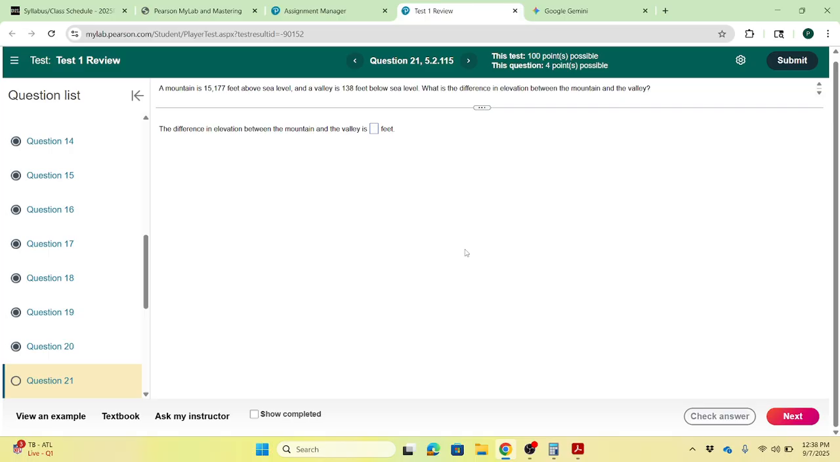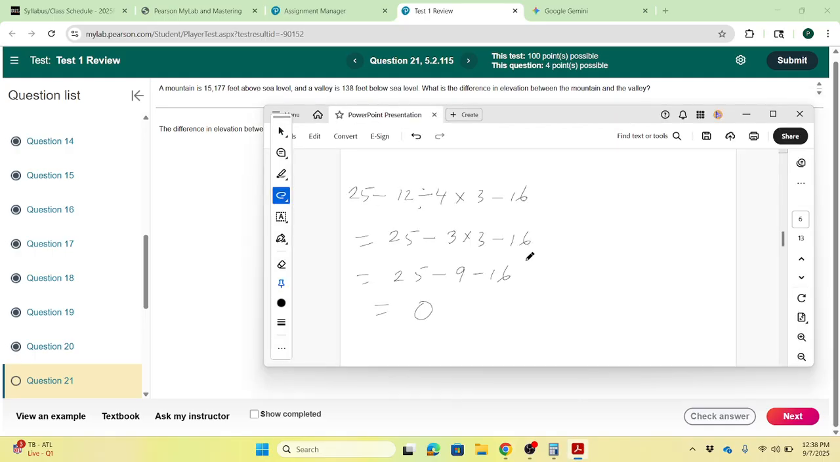A mountain is 15,177 feet above sea level and the valley is 138 feet below sea level. So one is positive, one is negative. Let's say this is the sea level. Anything up is a positive number, anything down is a negative number. So the mountain is 15,177 and the valley is -138. What is the difference? The difference can be found by subtracting -138 from 15,177.